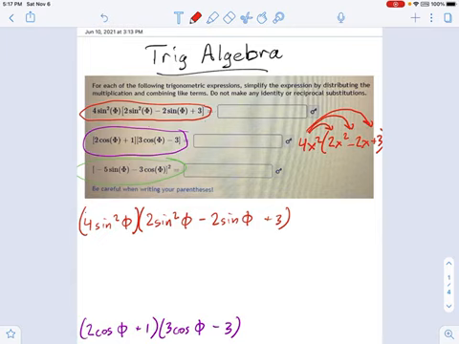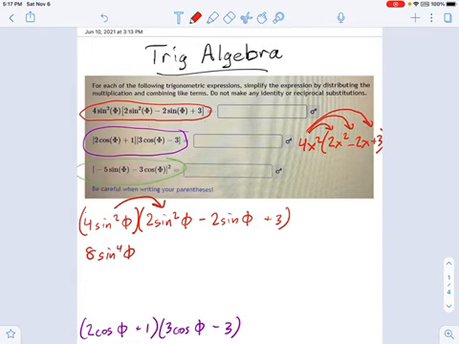It's just that instead of x, it's sine, okay, sine of phi. So I'm going to multiply this term in the parentheses by each one of the terms in the larger parentheses, like so. We get 8. Now sine squared times sine squared gives you sine to the 4th. We are not multiplying angles. That's very important to keep track of.